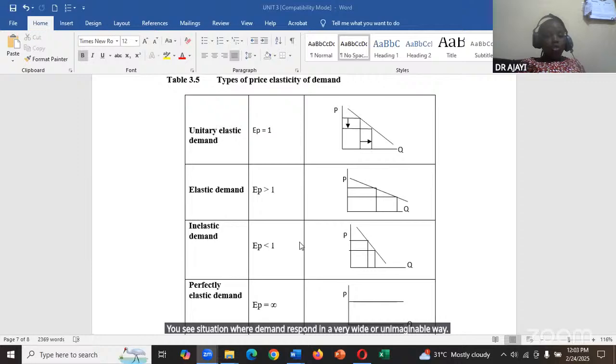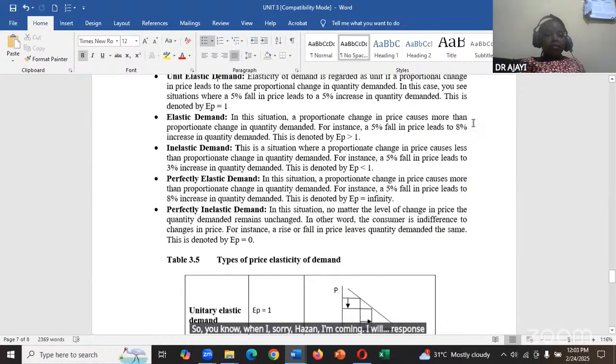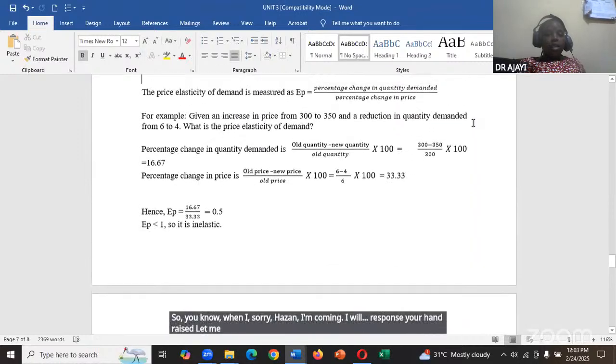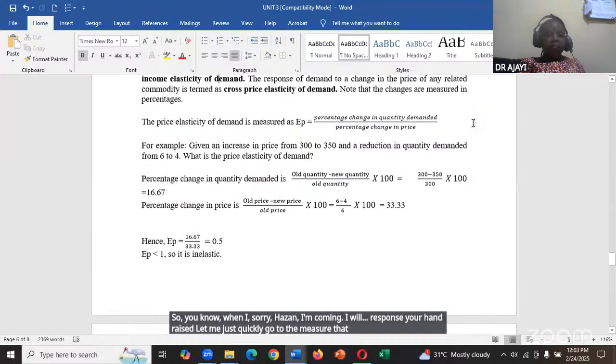Sorry, Hassan, I'm coming, I will respond to your hand raise. Let me just quickly go to the measure that I gave as an example here.